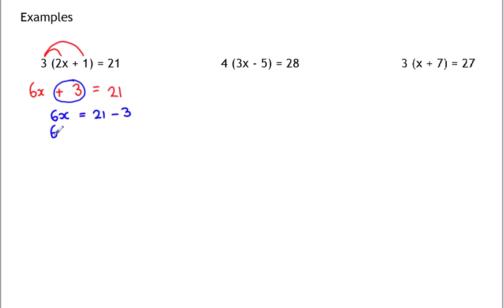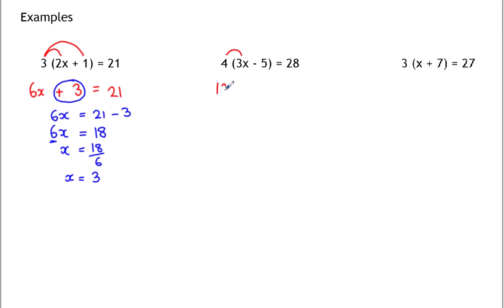Then go down a row. 21 take away 3 is 18. And now we can divide by 6 from in front of there. 18 divided by 6 is 3. If you would try to do that without expanding the brackets, it would have gone horribly wrong and you would have got terrible numbers and it wouldn't have been right anyway. So number 2, pause the video if you want to have a go yourself.